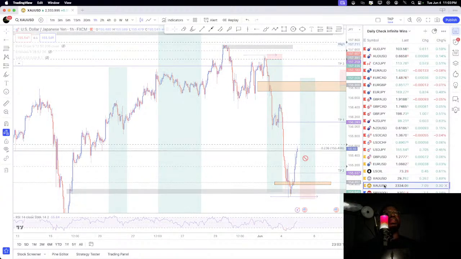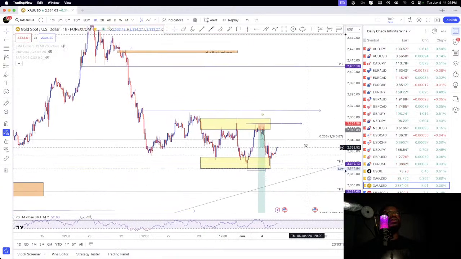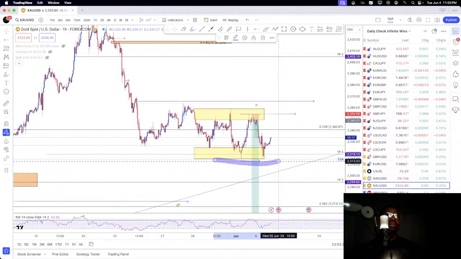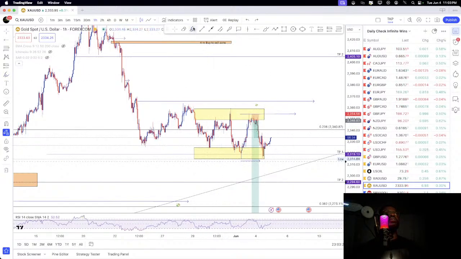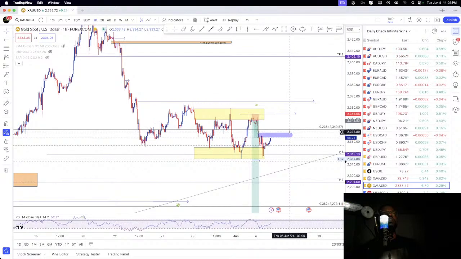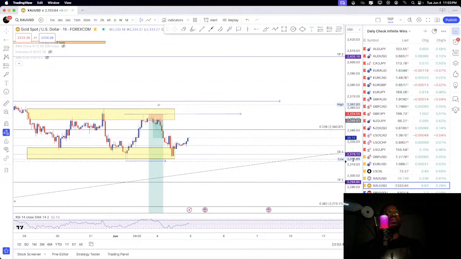Oh, we didn't even take a look at our gold trade. So gold hit TP1, but it rejected at support. I need to set an alert right here because I want to make sure that we don't give up all our profits on gold. Gold did create a head and shoulders pattern right here. So we could definitely see a retest of resistance.